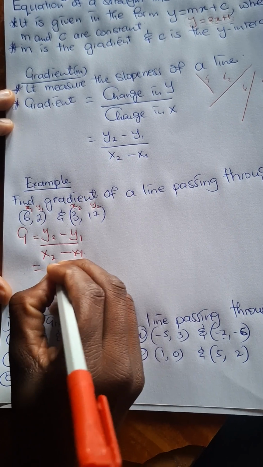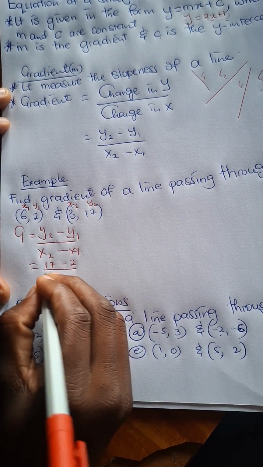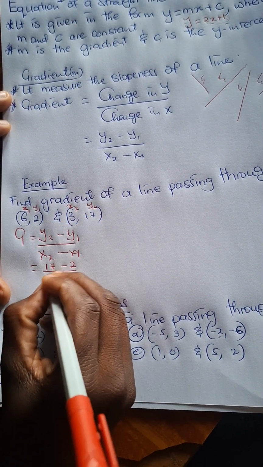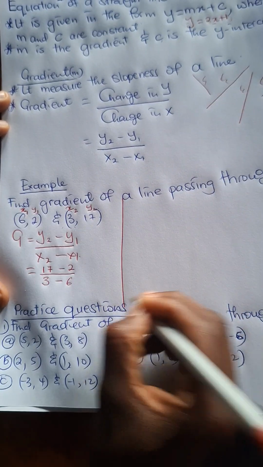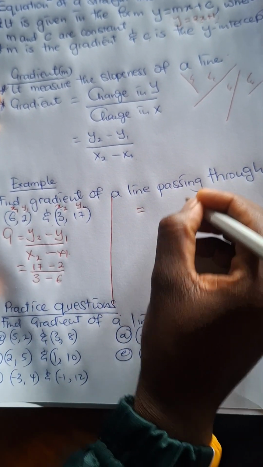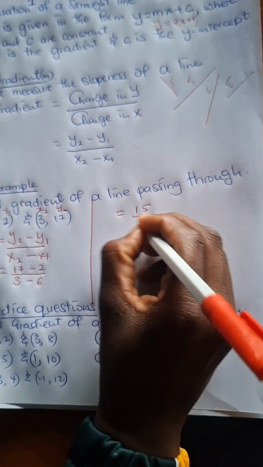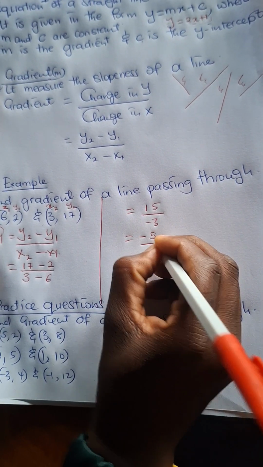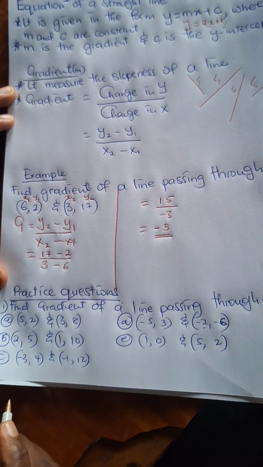So it's 17 minus 2 over 3, that's my x2, 3 minus 6. Okay, then here we get 15 pamsoro, then minus 3. So my gradient is minus 5. That's my gradient. Are we together?